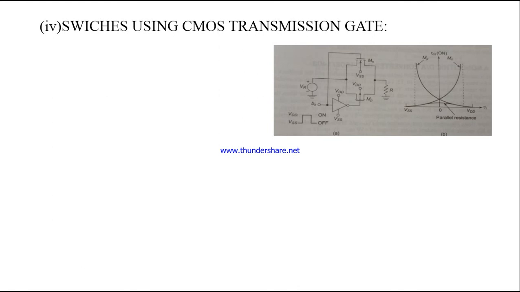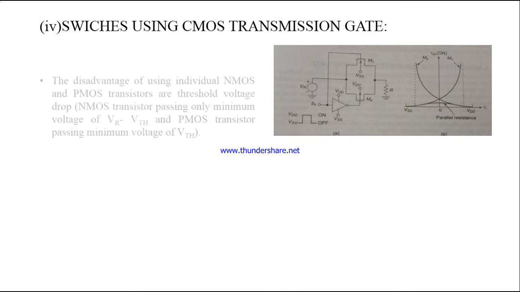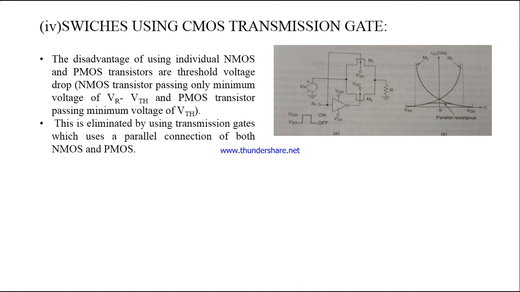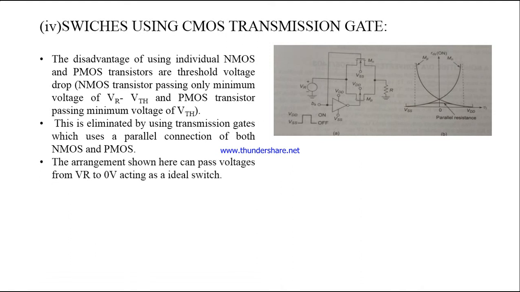And the last one is switches using CMOS transmission gate. And this is the circuit showing the switch using CMOS transmission gate. Here the disadvantage of using individual NMOS and PMOS transistors is threshold voltage drops, that is NMOS transistor passing only a maximum voltage of VR minus VTH, and PMOS passing a minimum voltage of VTH. This is eliminated by using the transmission gate, which uses a parallel connection of both NMOS and PMOS. The arrangement shown here can pass voltages from VR to 0, acting as an ideal switch.